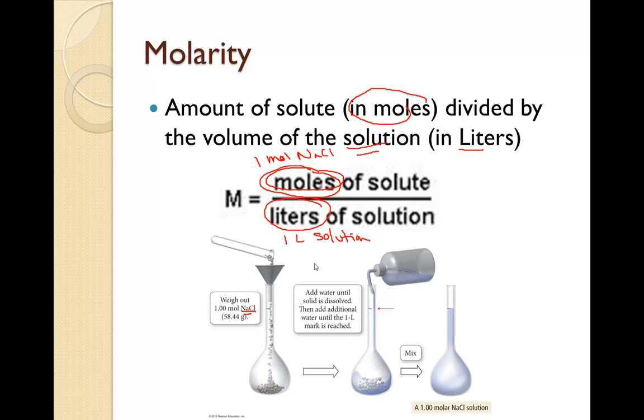So the first thing you're going to want to do is figure out how many grams of NaCl are in 1 mole of NaCl. You do that by looking at the molar mass, which is 58.44 grams. You add that to this, which is called a volumetric flask.